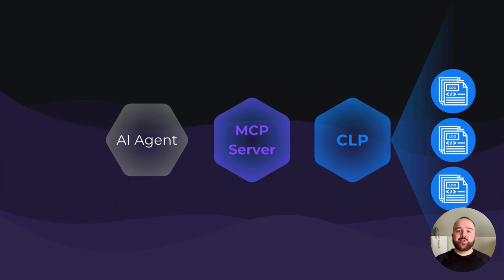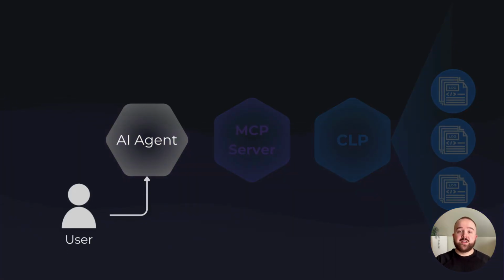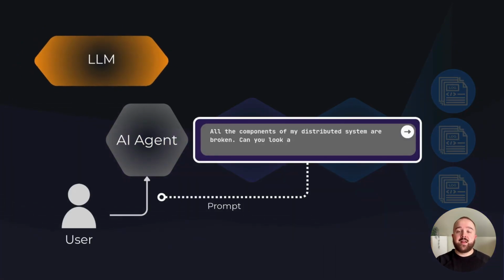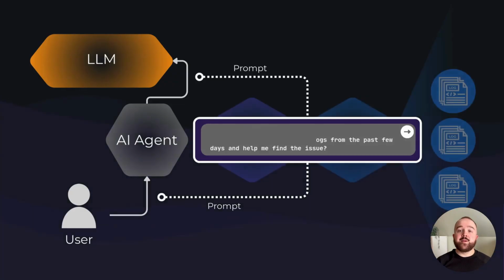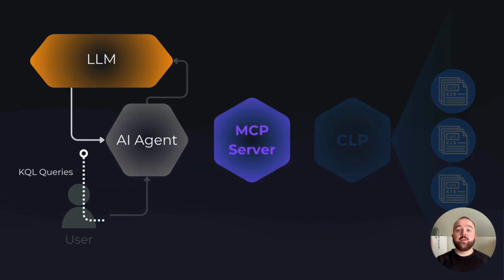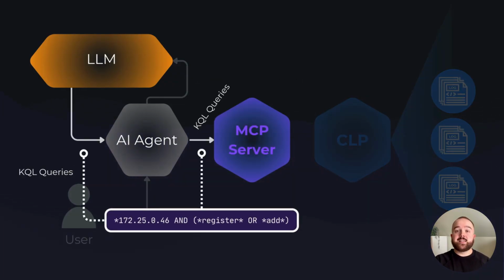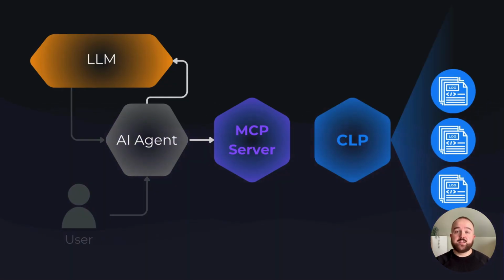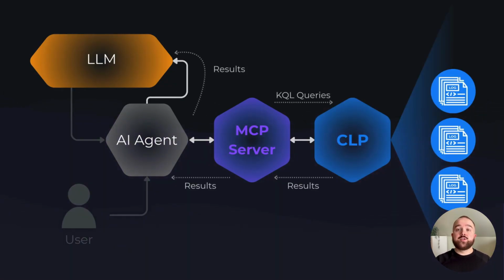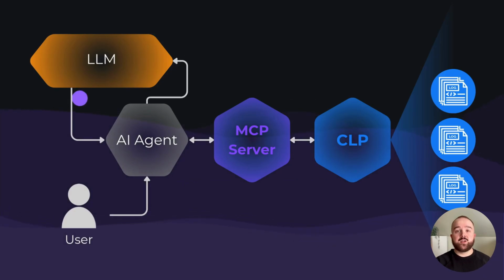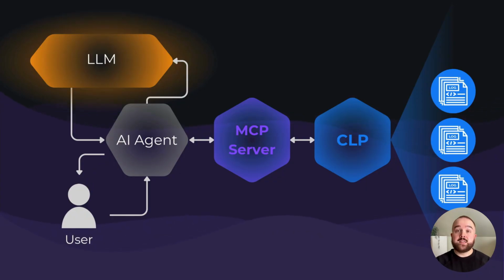When you send a diagnosis request to your preferred AI agent, the agent passes your request to the LLM. Then the LLM constructs KQL queries based on your request, and the agent sends them to CLP's MCP server. The MCP server executes these queries on CLP and returns results to the LLM quickly and efficiently. The LLM analyzes the results and constructs the next set of queries. This workflow repeats until the failure is diagnosed.